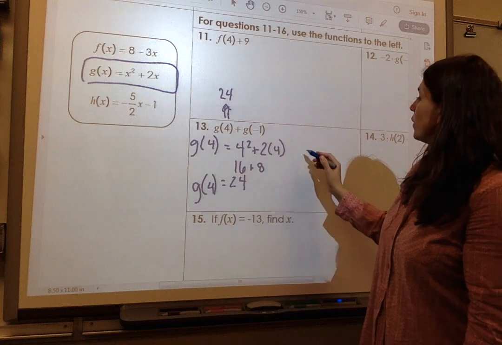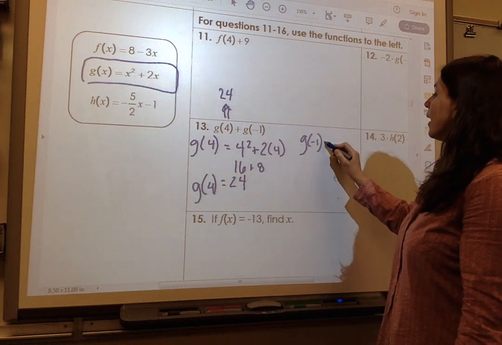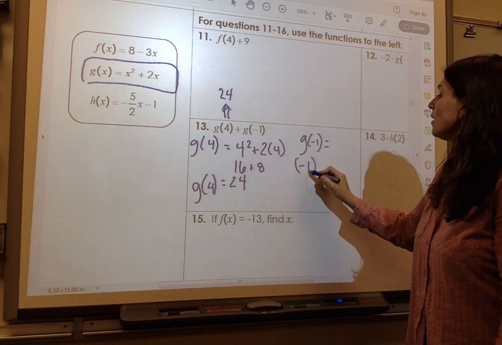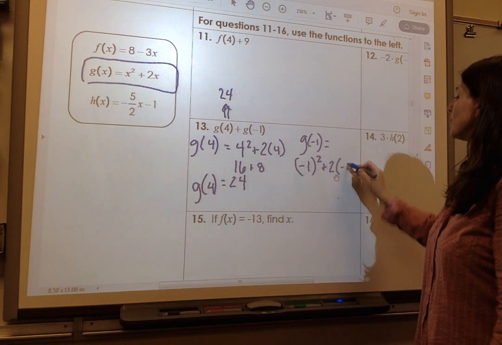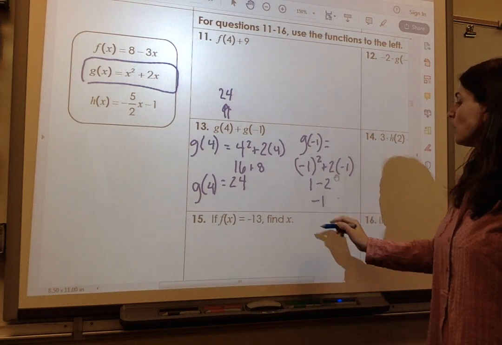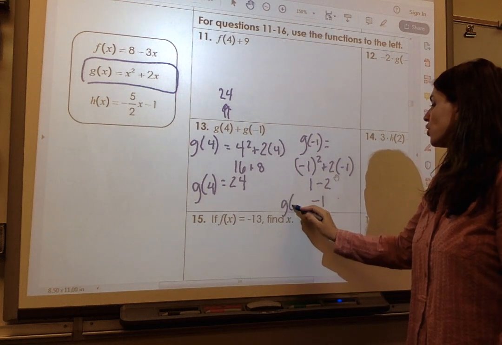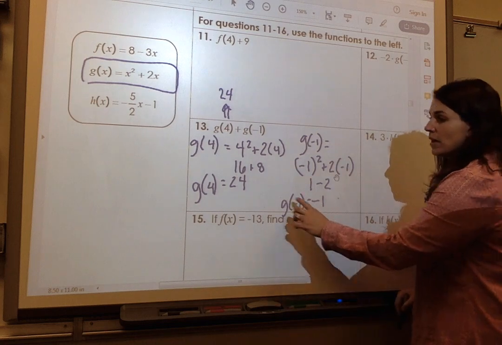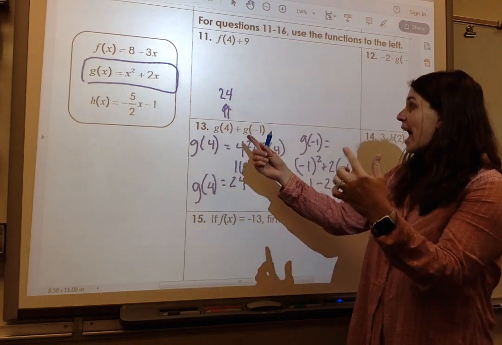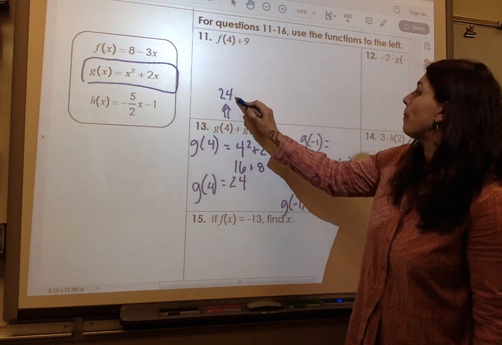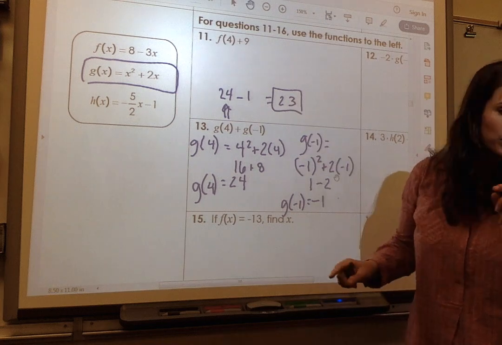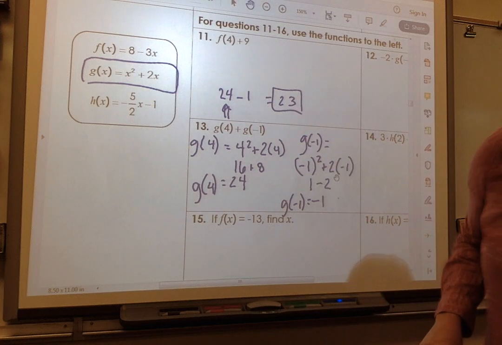And now, when g is negative 1, I have negative 1 squared plus 2 times negative 1. And I get 1 minus 2 is negative 1. So now I have evaluated g of negative 1 and g of 4. But what is the question asking me to do? It's saying add them together. So 24 minus 1 is equal to 23. So my answer for number 13 is 23.